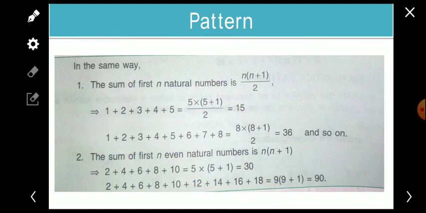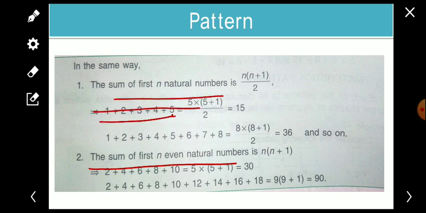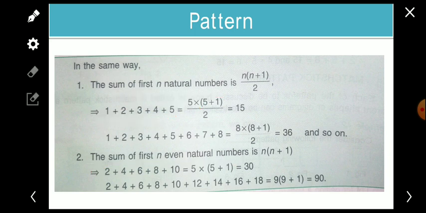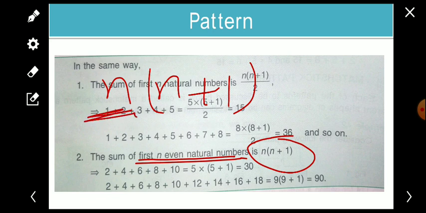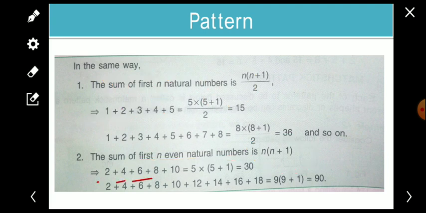Now if we have to find the sum of only even natural numbers, then what will you do? Here all the numbers were there, natural numbers, even was also there, odd was also there. But if we take only even natural numbers, then how can we find the sum? So this is the formula, n into n plus 1. Simply n is the number of even natural numbers. So how many are you going to take? Suppose 2, 4, 6, 8, 10, 5 even natural numbers have been taken.